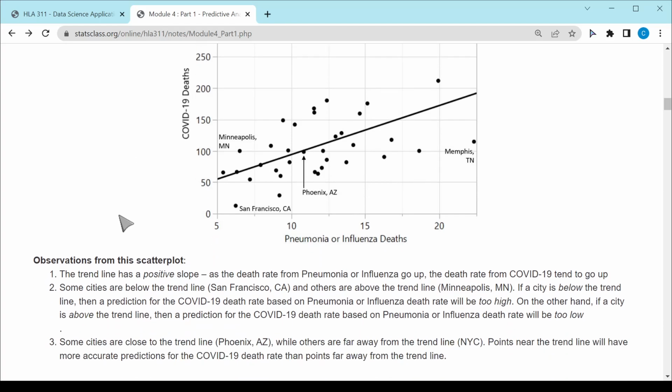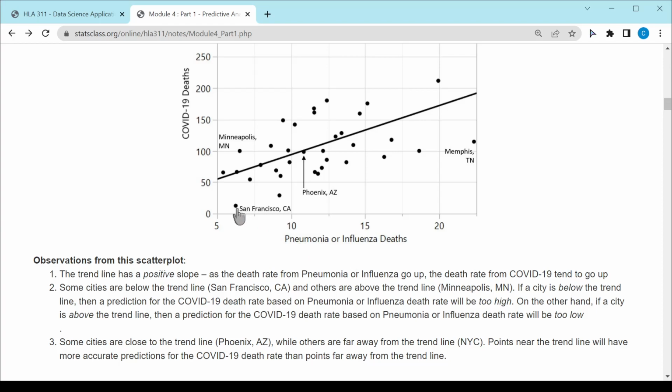So some of the cities are below the trend line, like San Francisco and Memphis, Tennessee, and others are above the trend line, like New York City and even Minneapolis. If a city is below the trend line, then a prediction for the COVID-19 deaths based on pneumonia or influenza will be too high.